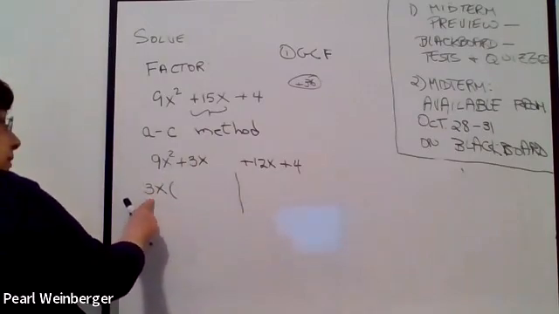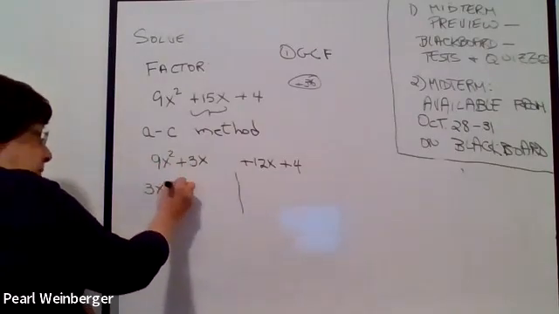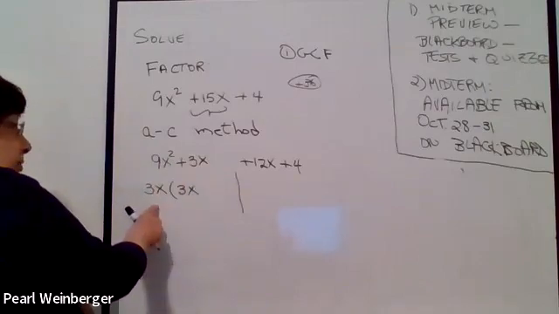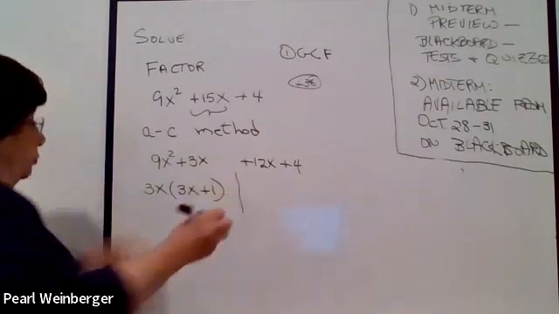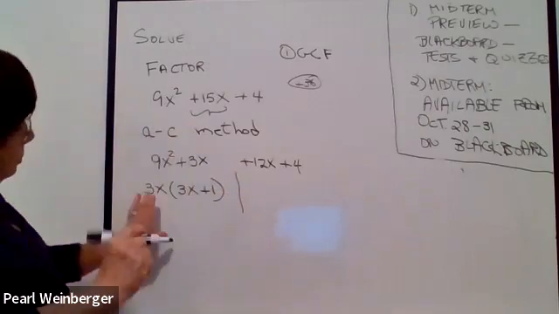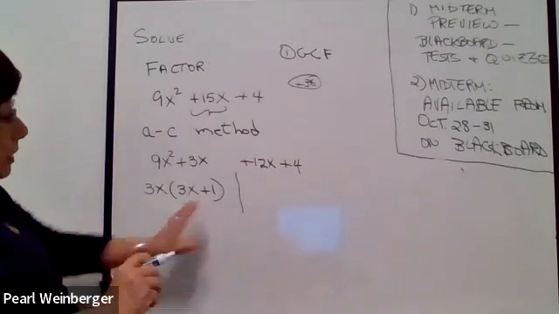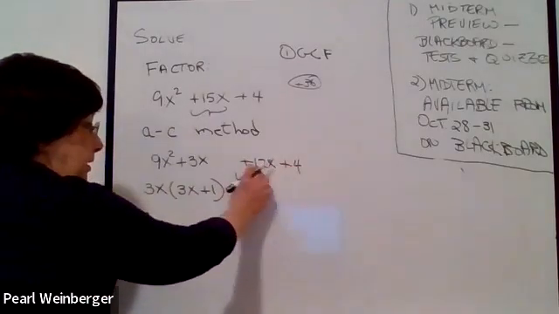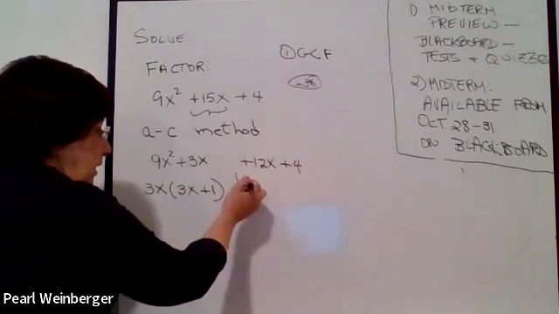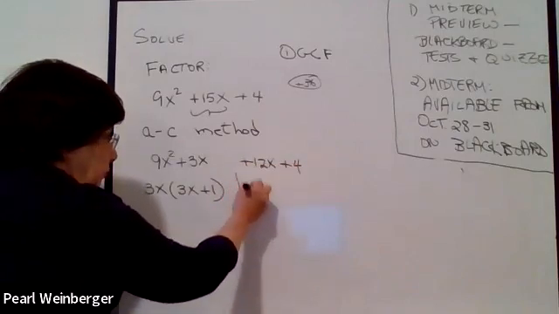Factoring out the 3x: 3x into 9x gives me 3x, and 3x into 3x gives me 1. So the first group factors into 3x and 3x plus 1. The second group, 12x and 4, has a common factor of 4.